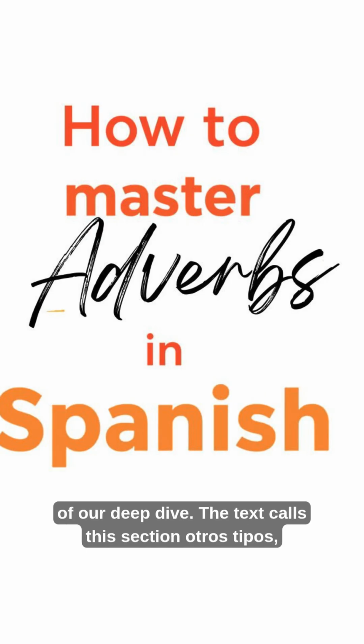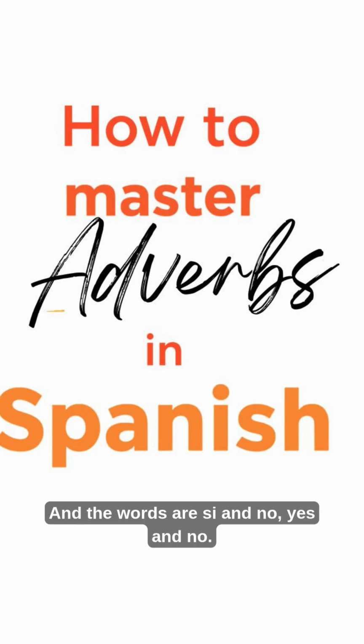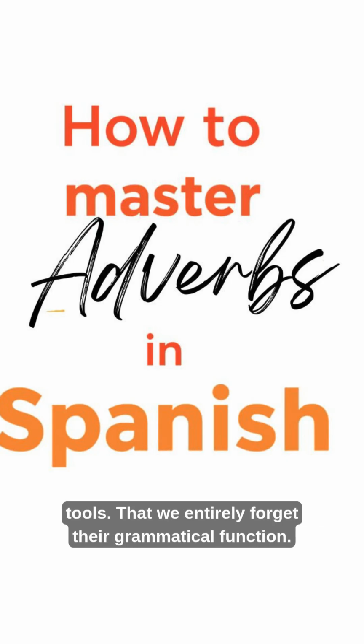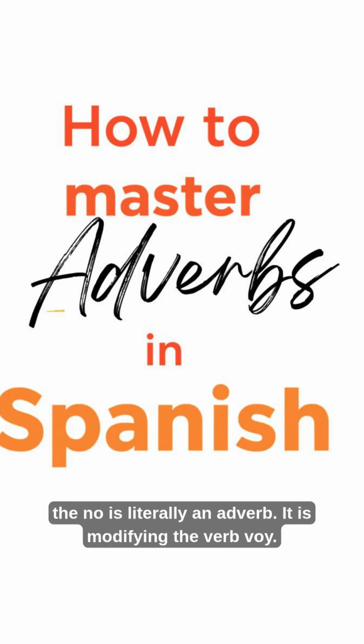The text calls this section otros tipos, other types, specifically identificativos polares, polar identifying adverbs. And the words are sí and no, yes and no. We are so accustomed to treating yes and no as standalone conversational tools that we entirely forget their grammatical function. No, if I say no voy, I am not going, the no is literally an adverb.